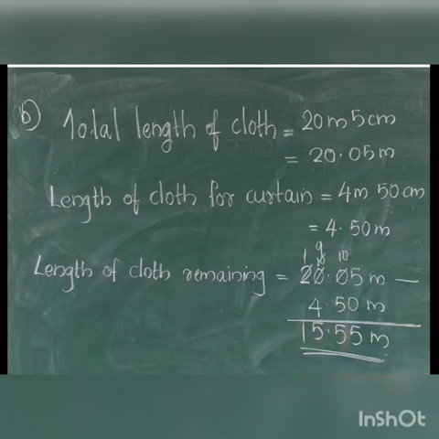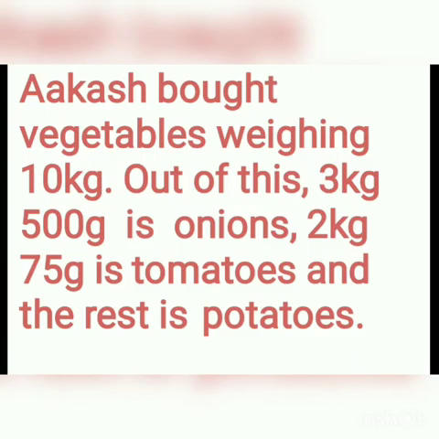Last question. Agash bought vegetables weighing 10 kg. Out of this, 3 kg 500 gram is onions, 2 kg 75 gram is tomatoes, and the rest is potatoes. So what is given? The total weight of vegetables Agash bought is 10 kg. What all vegetables are included? Onions, tomatoes and potatoes. Onions, tomato and potatoes together make 10 kg.